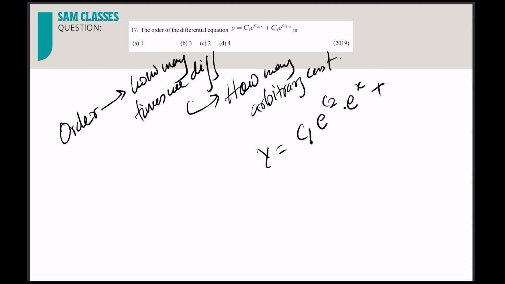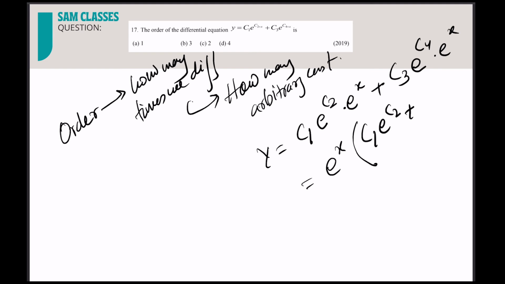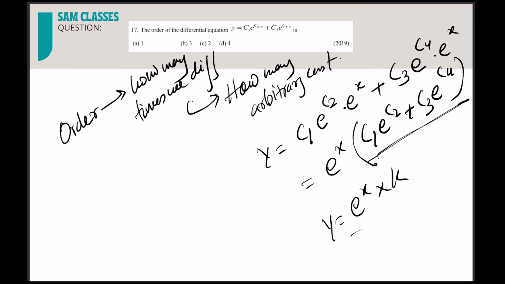Plus, I just took e power x separately, e power c4 into e power x, correct? Now I can take e power x common, since my target is to simplify. The moment I took e power x common, I got c1 e power c2 plus c3 e power c4. Now see, this whole thing is a constant. So this is nothing but y is equal to e power x into k. So one constant, one time differentiable, that's it. A lot of students, the moment they saw c1, c2, c3, c4, mark 4 and have given option 4. So you need to understand.